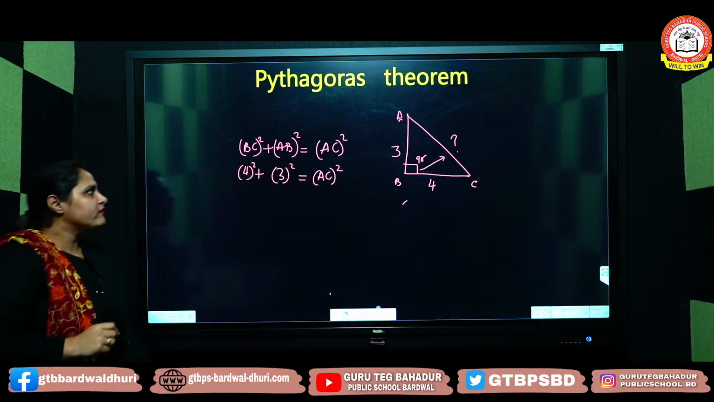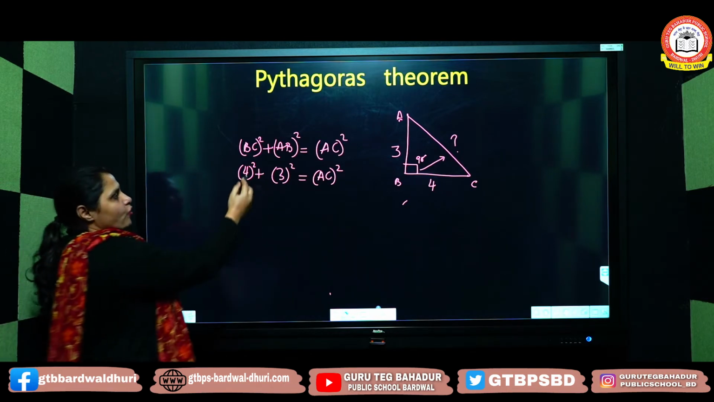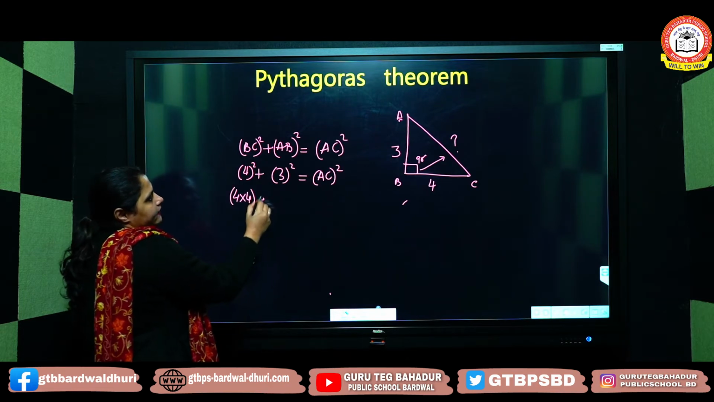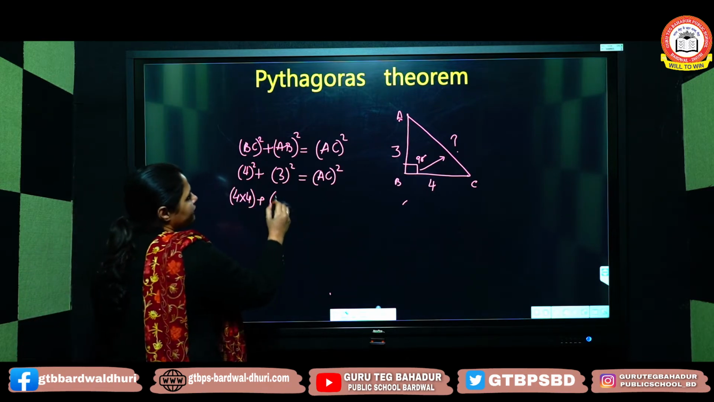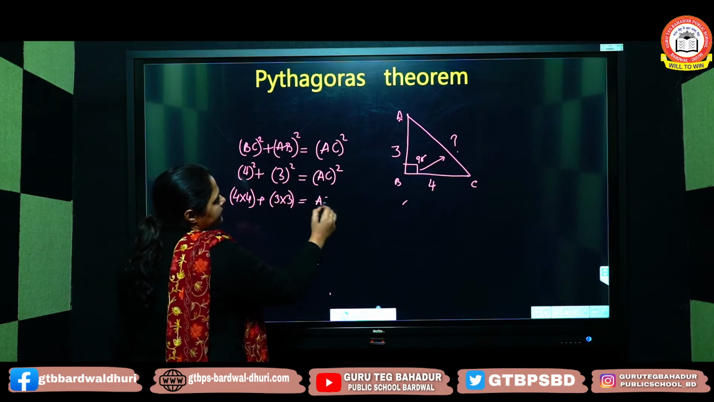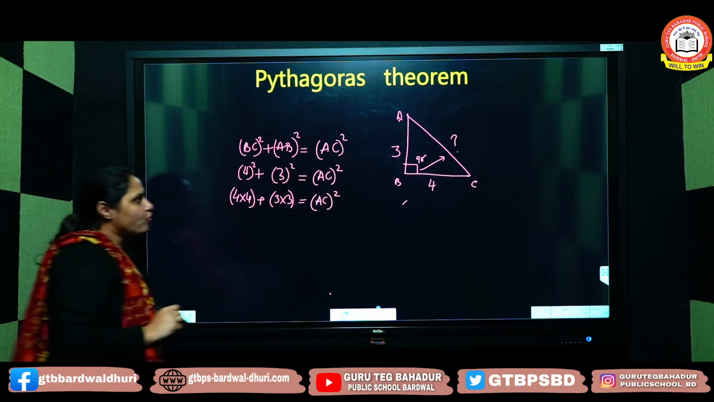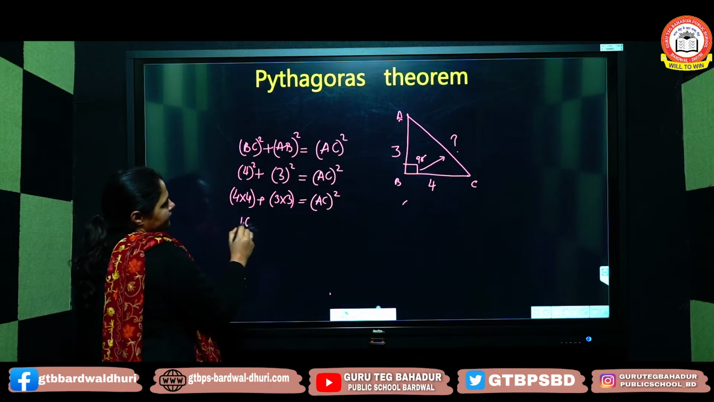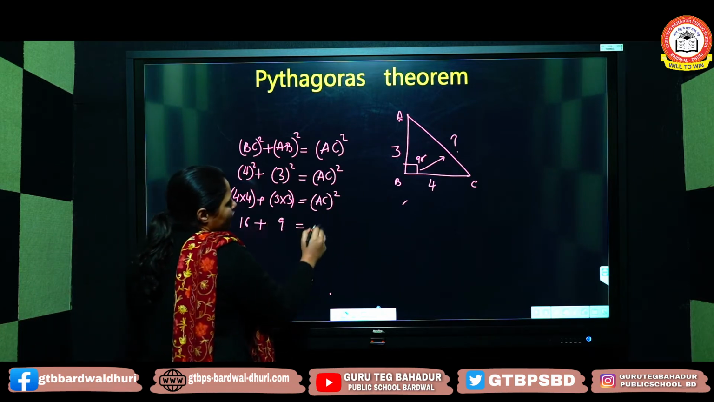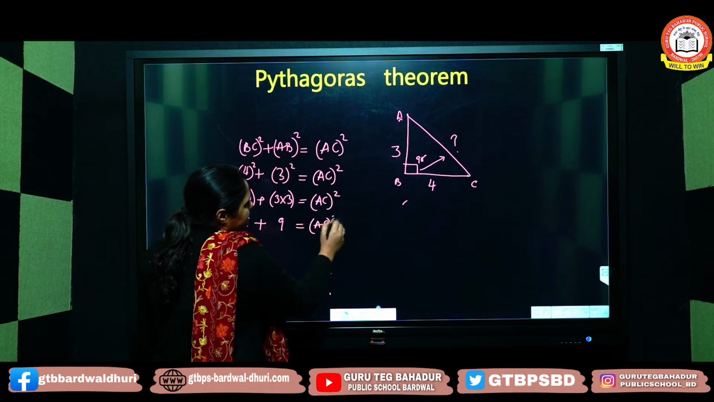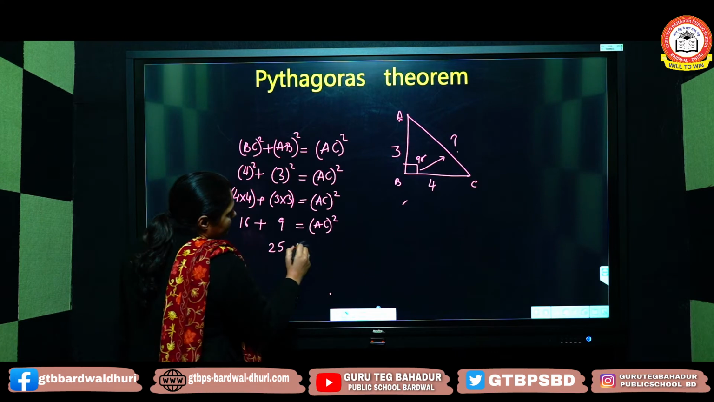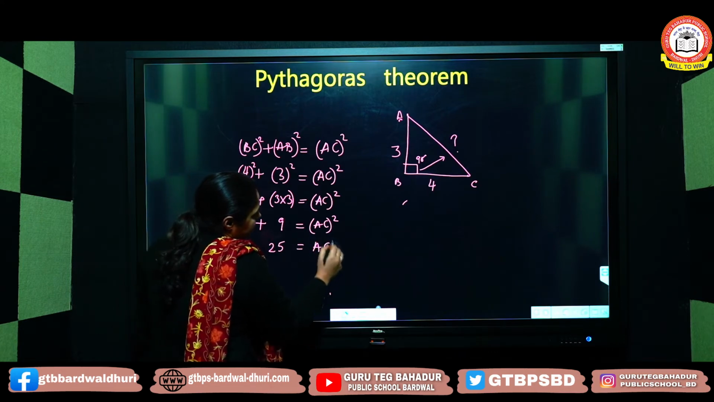Now how will we open these squares? 4 square means 4 multiplied by 4, and 3 square means 3 multiplied by 3, is equal to AC square. 4 multiplied by 4 is 16, plus 3 multiplied by 3 is 9, is equal to AC square. Now 16 plus 9 is 25, is equal to AC square.